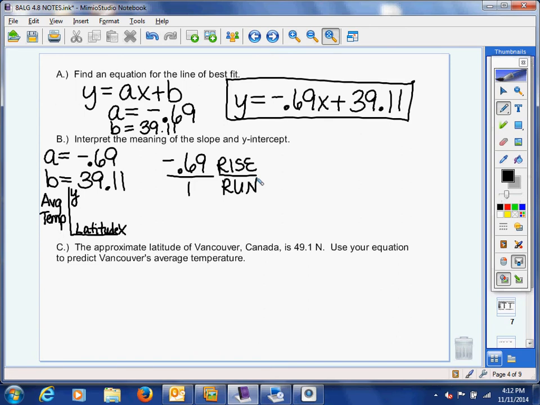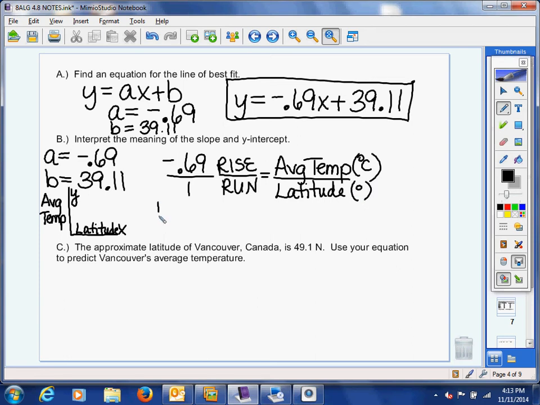Rise over run. Now our rise is going to be average temperature, okay? And our run, our x-axis, is the latitude, okay? So hopefully seeing that order, the way that they're ordered on your slope, will be a great way for you to remember this. Now, average temperature is in terms of degrees Celsius, so I don't know if that's going to play a part in that at all, but we'll just say latitude is plain old degrees, okay?